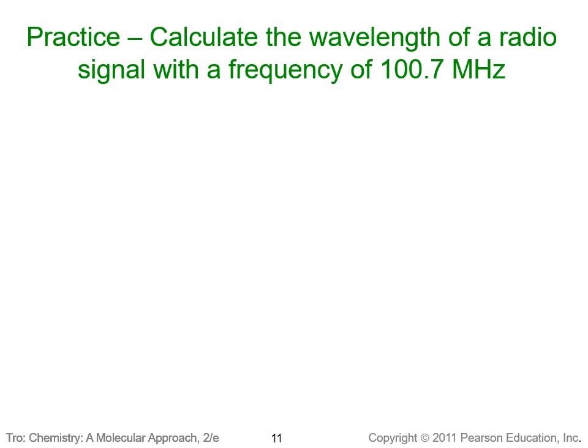Here's one for you to try. Pause the video and try to calculate the wavelength of a radio signal with a frequency of 100.7 megahertz. This 100.7 is the carrier frequency, so the number you turn to on your radio dial is the number in megahertz.